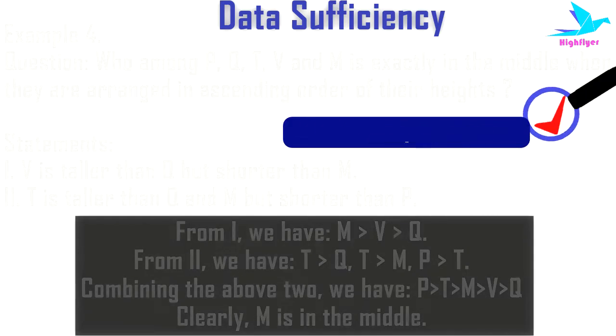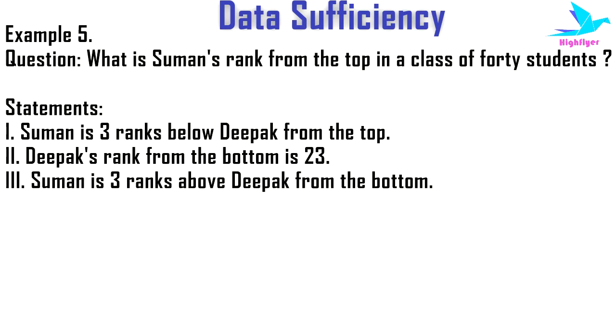Next example. Here the question is, what is Suman's rank from the top in a class of 40 students? The statements here are: first statement, Suman is 3 ranks below Deepak from the top. Second statement is Deepak's rank from the bottom is 23. The third statement is Suman is 3 ranks above Deepak from the bottom.